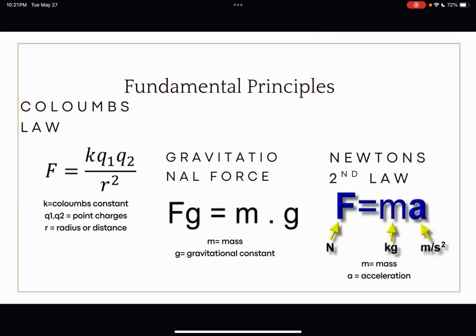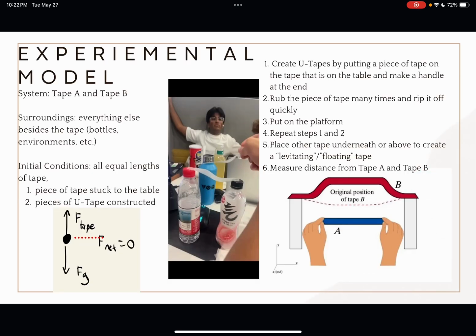And the fundamental principles that we'll be using are Coulomb's law, which is the force of the electric field, gravitational force, and Newton's second law. And the experimental model is that the system is tape A and tape B, and the surroundings is everything else. And the conditions are that they're roughly the same, all equal pieces of tape.